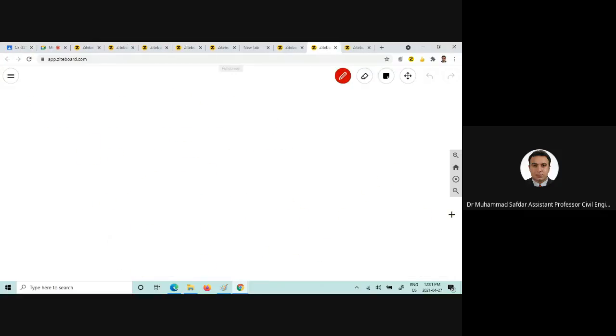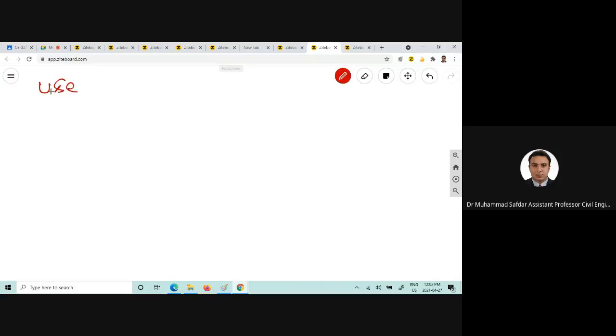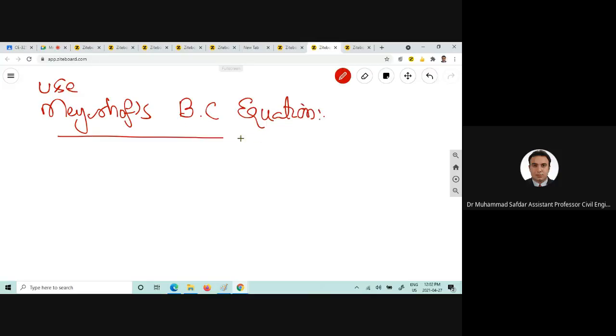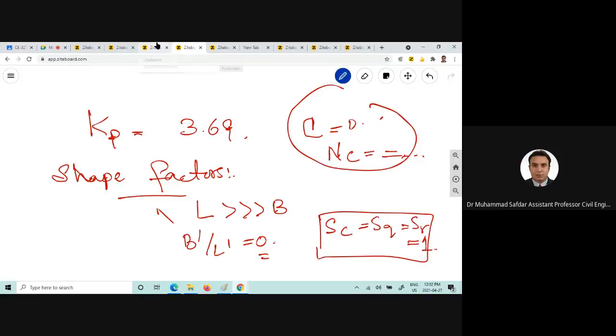Now we got the bearing capacity factors, we got the shape factors, we got the depth factors, and we also got the inclination factors. Now please use Meyerhof's bearing capacity equation and give me the ultimate bearing capacity value, please. Sir, could you show the inclination factor and this point again? These we have just found.